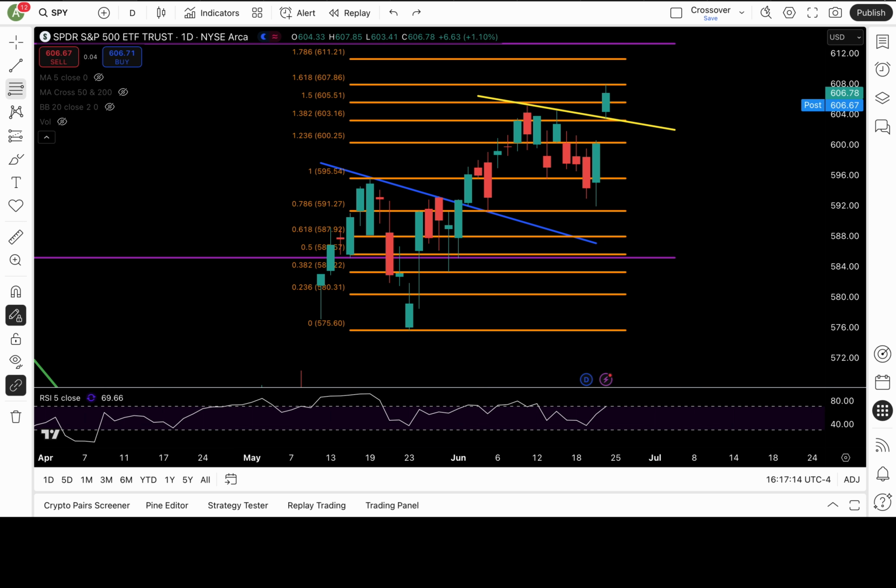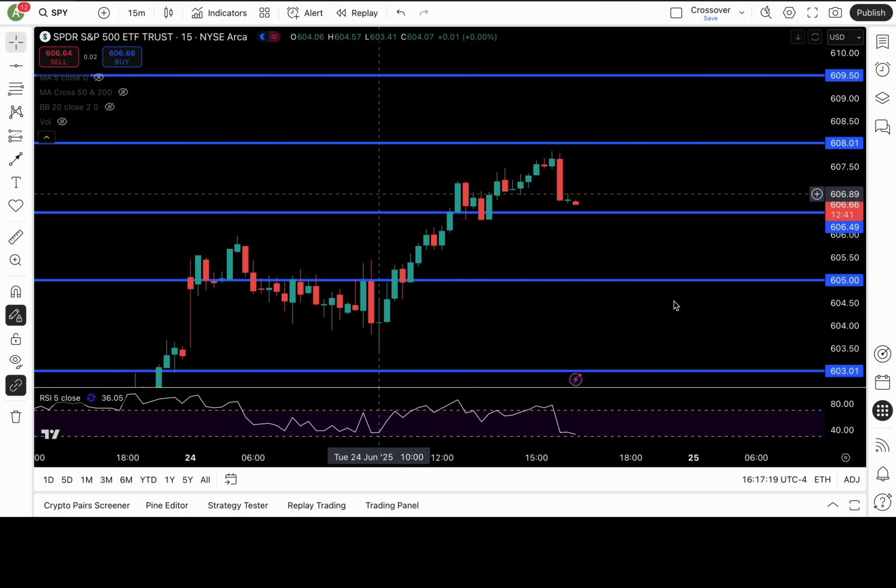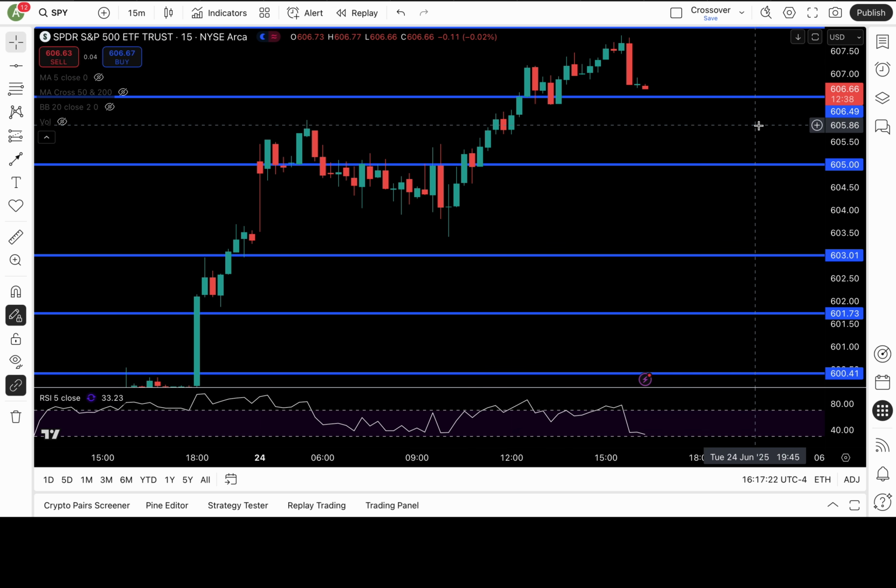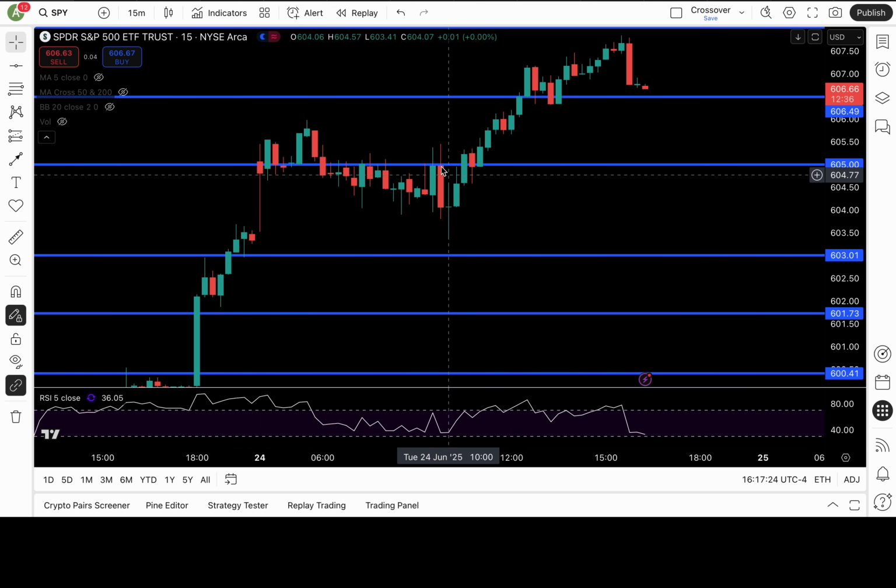And I was watching these levels, and in the morning it was consolidating a little bit. If you look at the 15-minute time frame, you can see the intraday action during the day. In the middle of the day, the action was right here where it started, 9:30. We can see it was just consolidating below my 605 level.